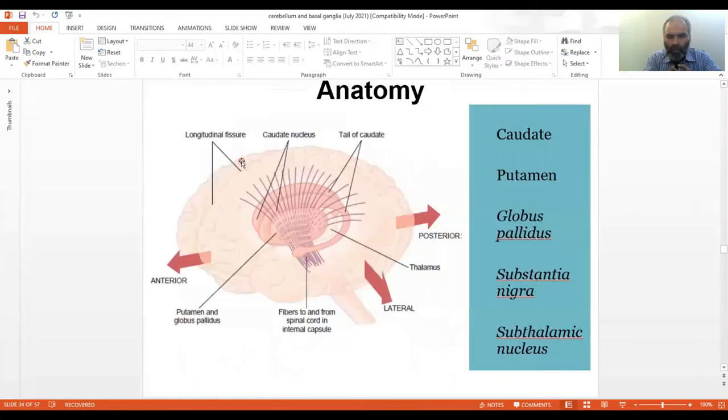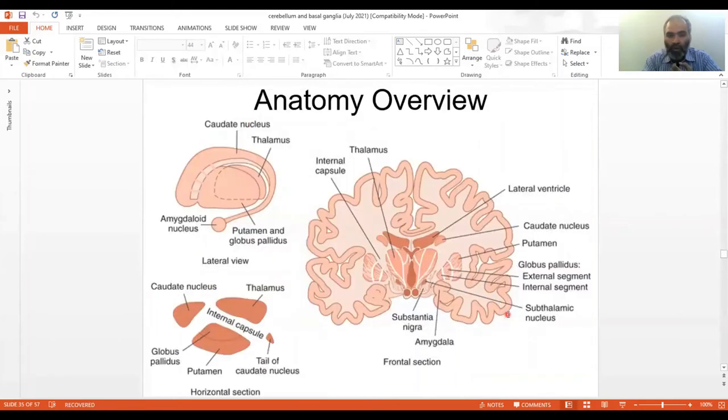I beg your pardon. Did I cover the nuclei? Sorry. So these are the five nuclei which are included in the basal ganglia: caudate, putamen, globus pallidus. We've done that. Substantia nigra has not been shown here. We will show it to you in a bit. And the subthalamic nucleus also cannot be shown in this view. It will be shown in another view.